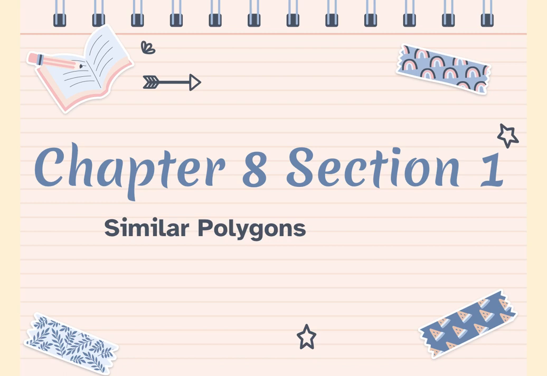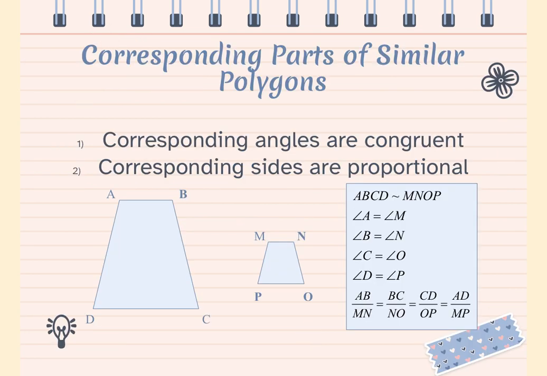Chapter 8 is all about similar figures. It starts with similar polygons, and then we narrow it down to similar triangles. So in 8.1, it's just similar polygons. So this could be triangles, this could be squares, this could be quadrilaterals, this could be any kind of polygon.